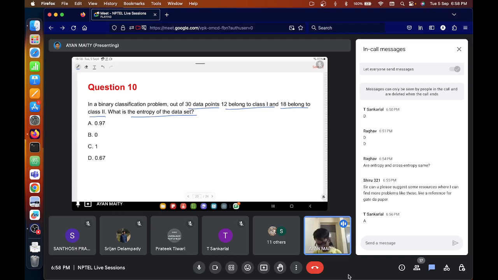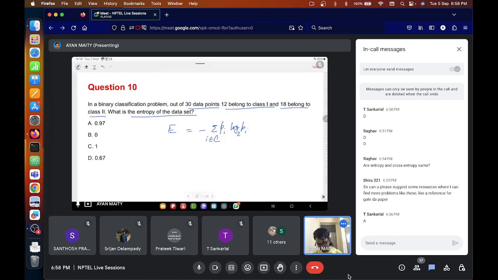So the formula for entropy is minus summation over pi log pi. Base 2 is used generally, and i belongs to the set of classes. So for all the classes we have to compute pi log 2 pi and sum it up, and this negative is there in front of it, so that the overall value would come as positive. So this is the formula for entropy.